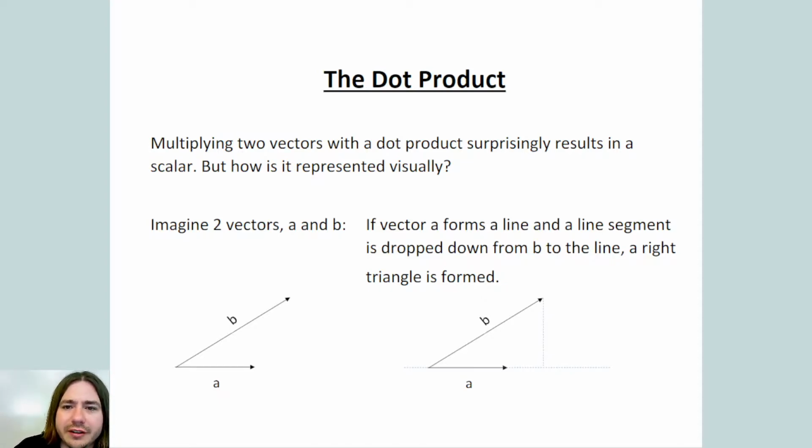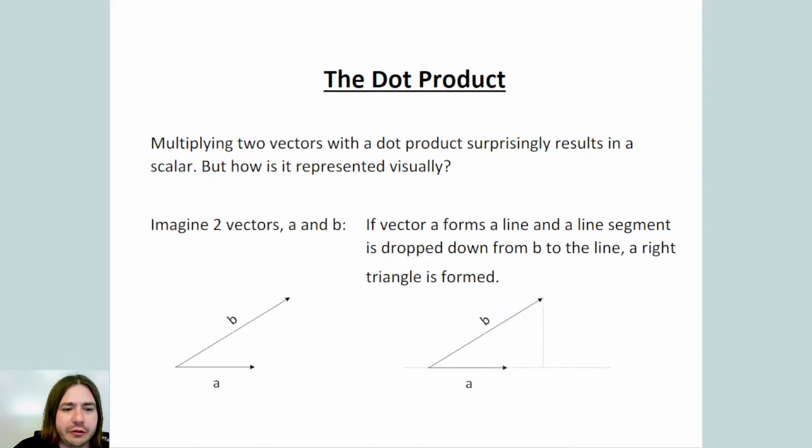Now what's kind of weird is when you multiply vectors with a dot product, you actually end up with a scalar. You just end up with a single number. And what that number tells us is essentially how much of the force vector is applied in the direction of the motion vector. And let me try to explain what I mean by that.